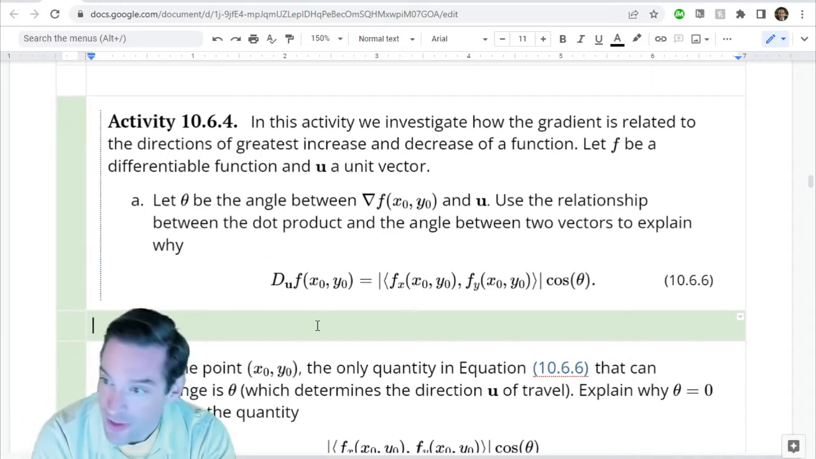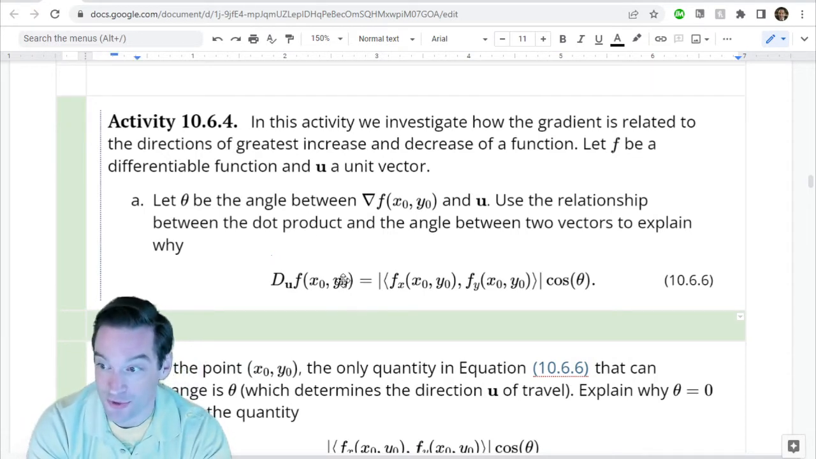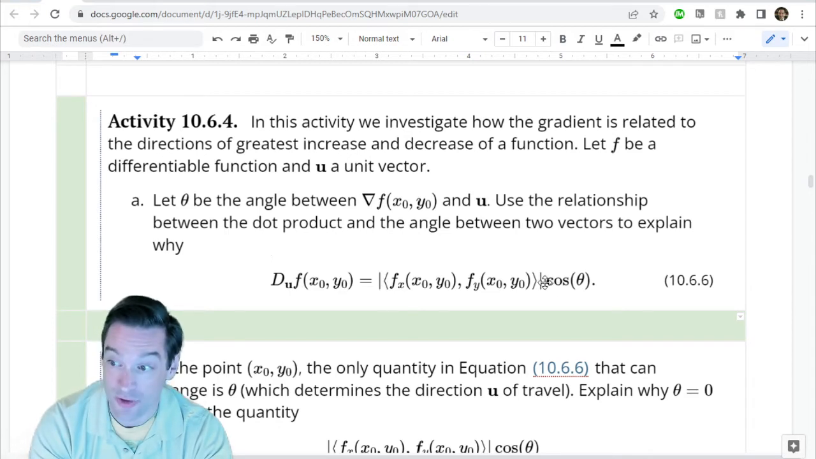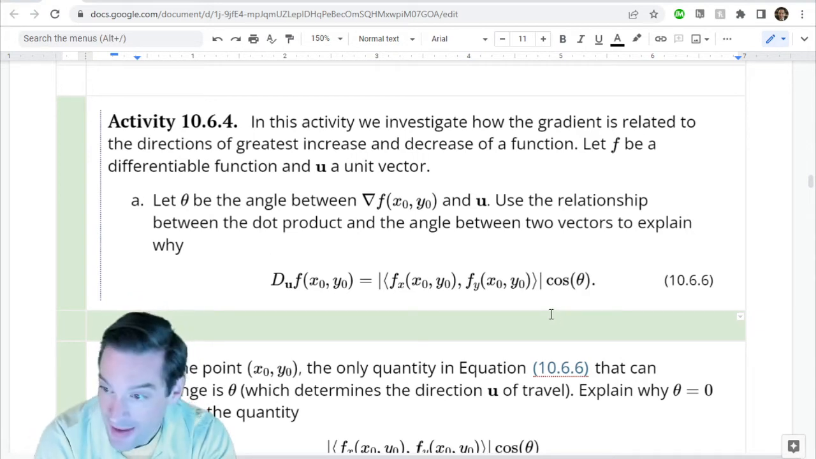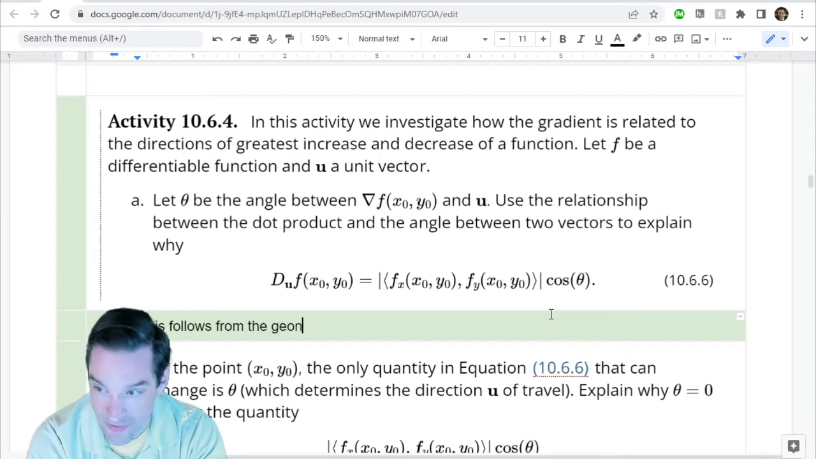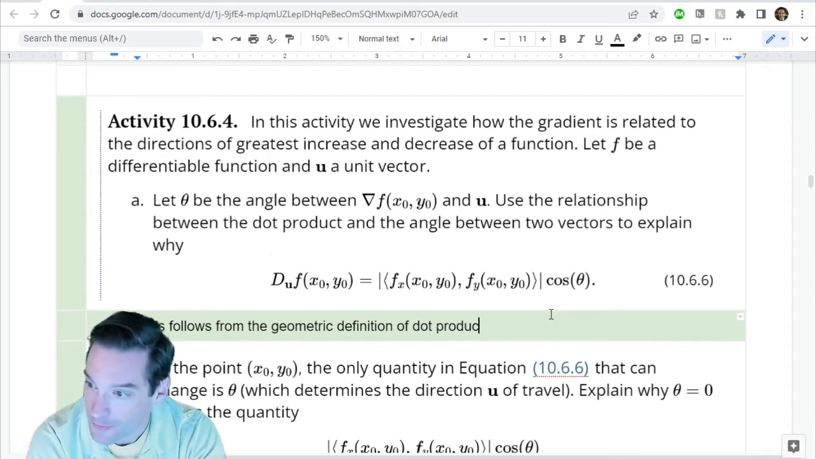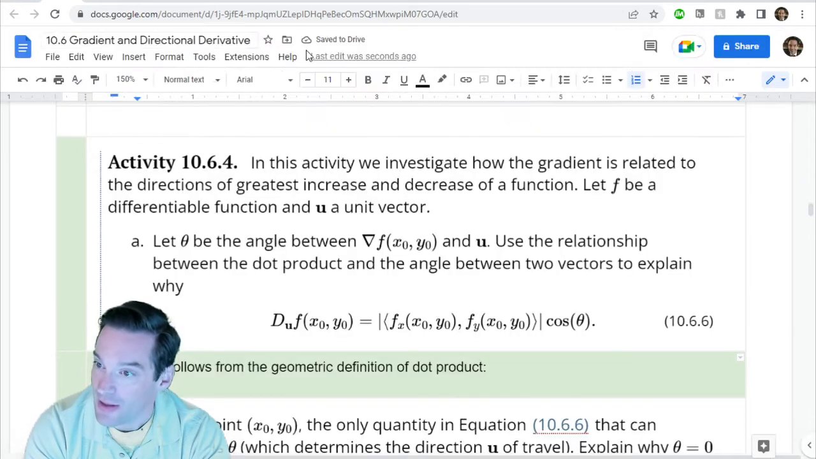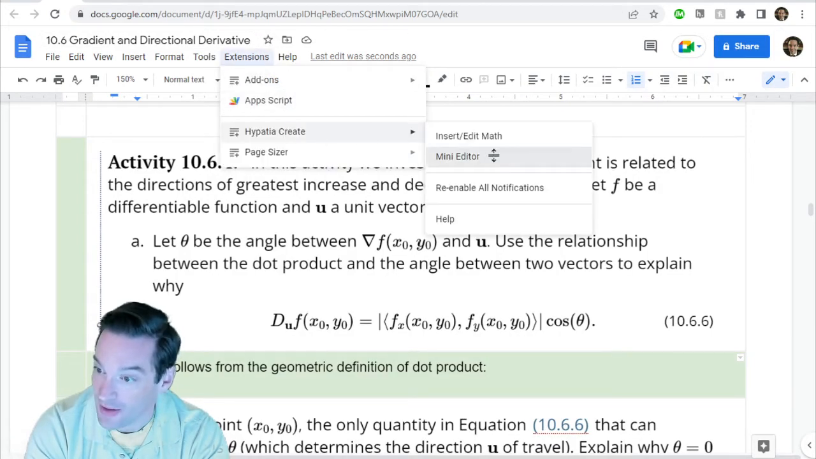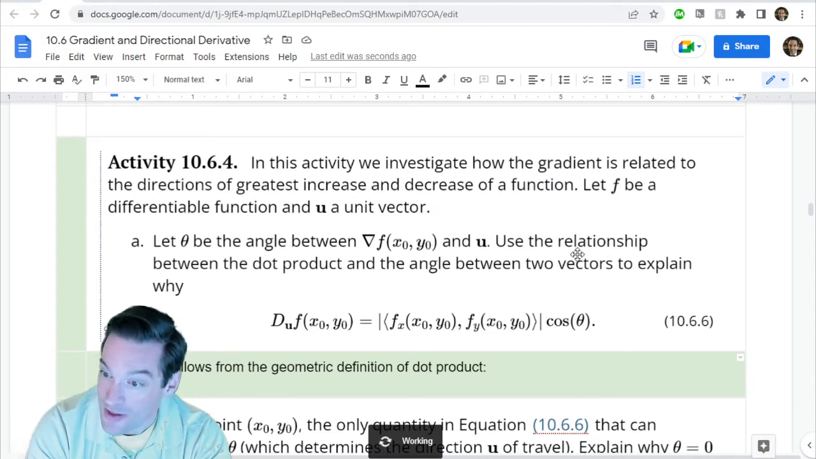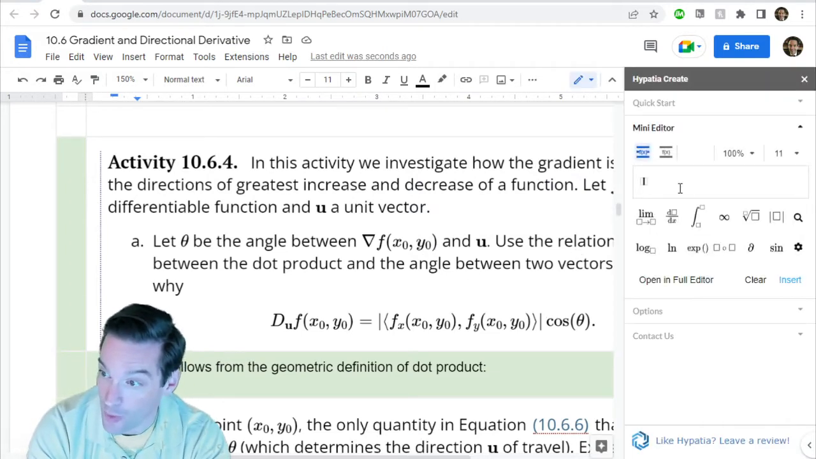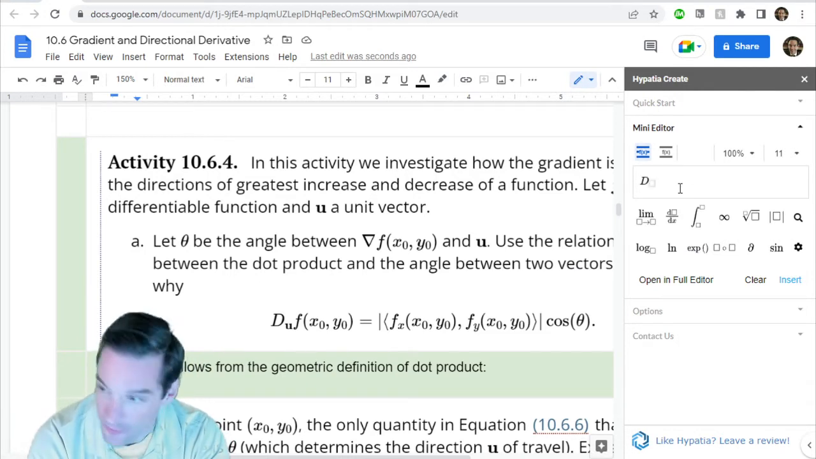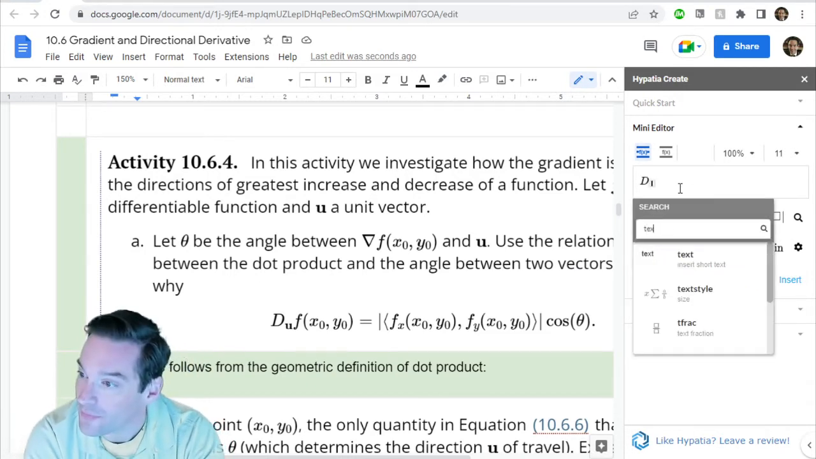So this activity just asks to explain why the directional derivative is just equal to the magnitude of the gradient vector multiplied by the cosine of the angle that the gradient makes with the direction that we're interested in. And this just follows from the geometric definition of dot product. That's because the directional derivative, D_u f, by our formula, is a dot product with a unit vector. So that unit vector has a magnitude of 1. I'll just follow what they did here.